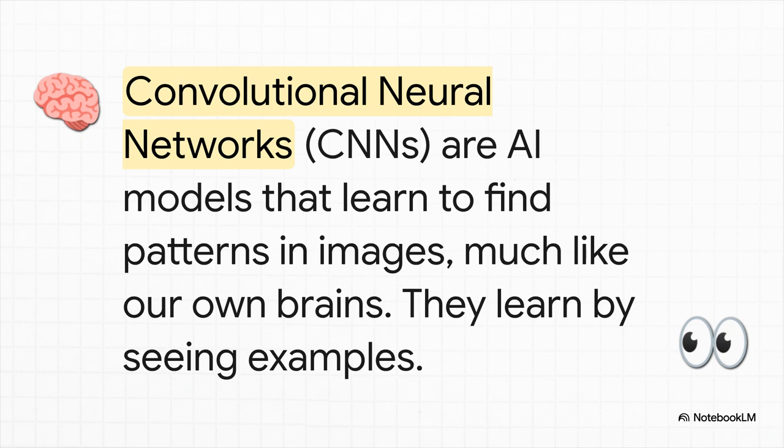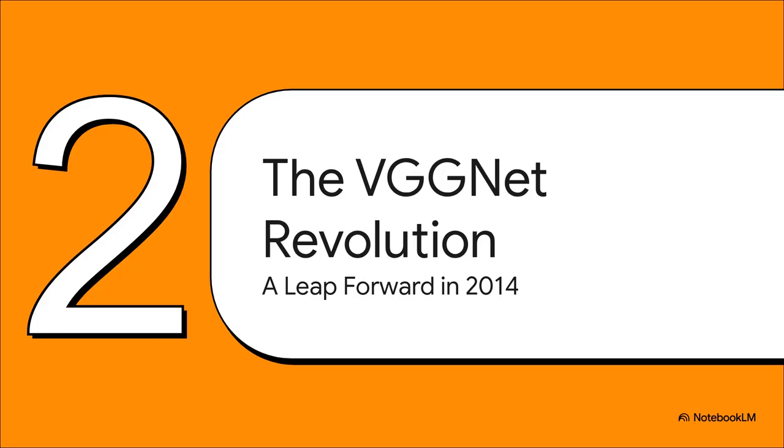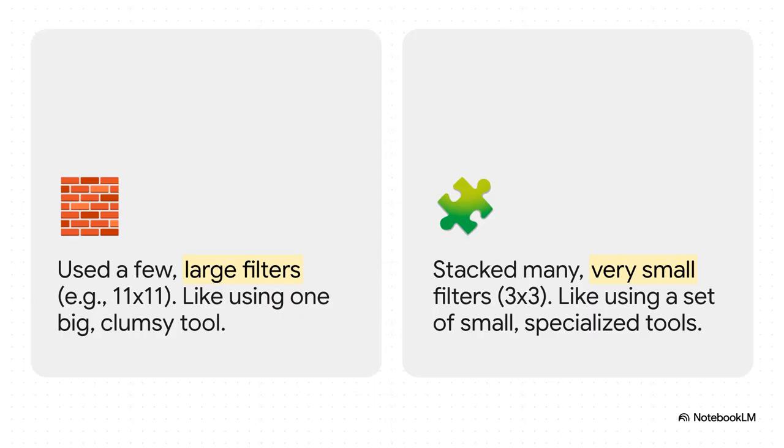And here's the absolute key. You don't program it with rules. You train it. You show it thousands, maybe millions of examples, and it just learns. It figures out on its own how to spot the right textures, the right shapes, the patterns that matter. It literally learns by seeing. So for a while, researchers were making some pretty good progress with this. But then, in 2014, a new design came along that was just a massive leap forward, and it was called VGGNet.